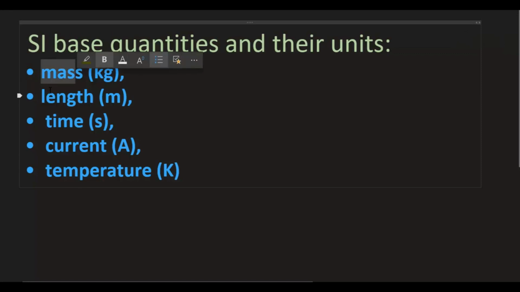Basically, mass, length, time, current, and temperature are called SI base quantities, and their units are always kg, meter, second, ampere, and Kelvin. Remember that mass has a lot of units, right? We can measure it in gram or, for example, in pound. But the SI base unit of mass is kg. Same goes for length, it is meter. For time, it is second. For current, it's ampere. And for temperature, it's Kelvin.